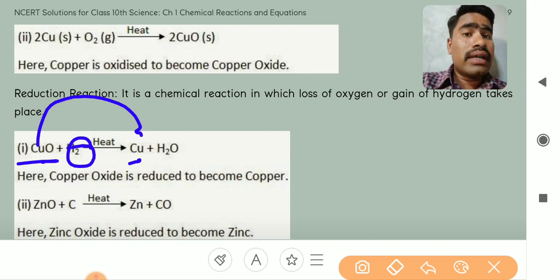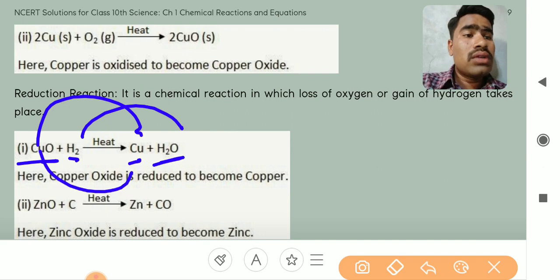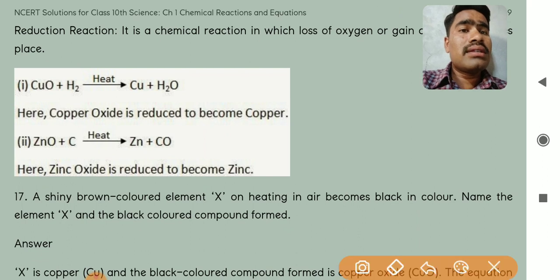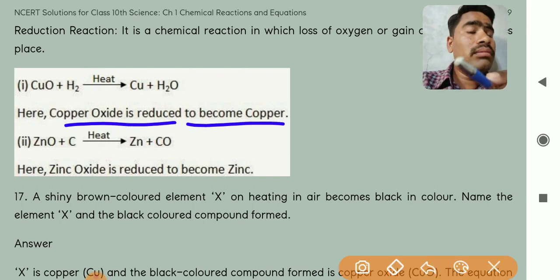And in the hydrogen, you can see here hydrogen is added with oxygen. So hydrogen का क्या हो गया? Oxidation. And copper oxide का क्या हो गया? Reduction. So this is the reduction process. Here it is also mentioned that copper oxide is reduced to become copper.